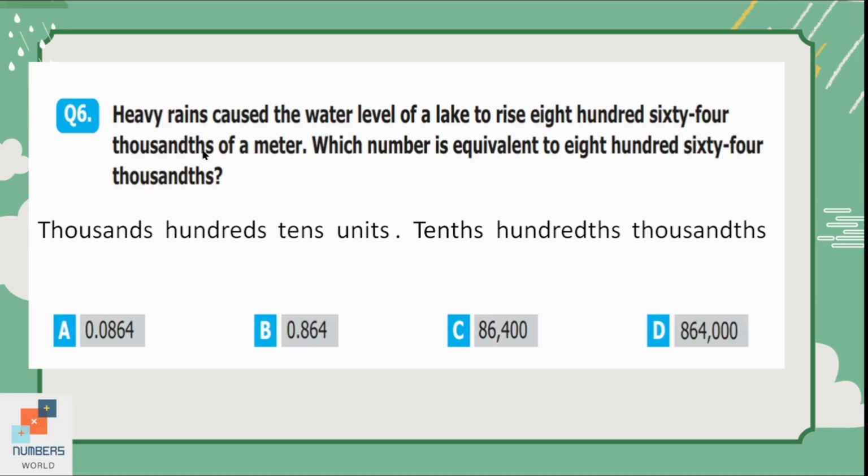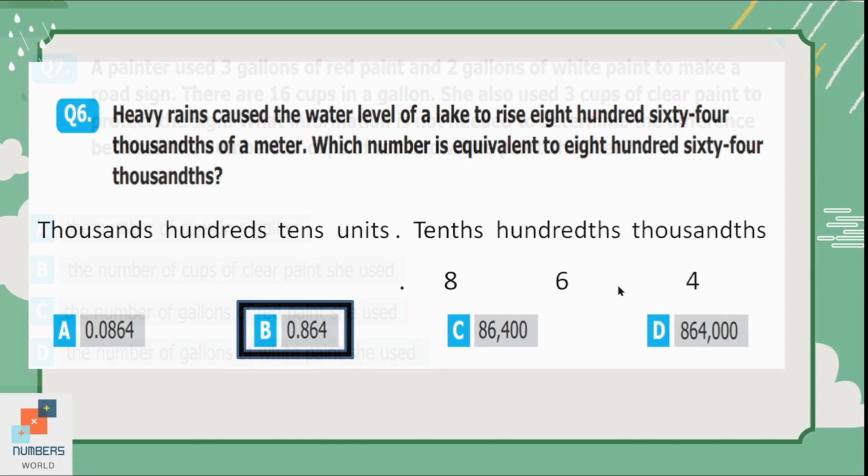So according to the given information, the number is 864 thousandths. It means we are talking about a number after the decimal. So option C and D are incorrect because there is no decimal in these two options. And if we consider option B, 8 is at tenths place, 6 is at hundredths, and 4 is at thousandths place. As the last digit of this number is at thousandths place, we will read it as 864 thousandths. Option B is the correct one.